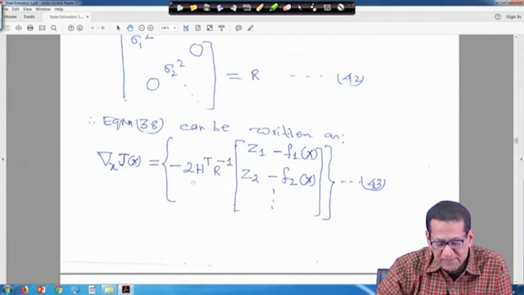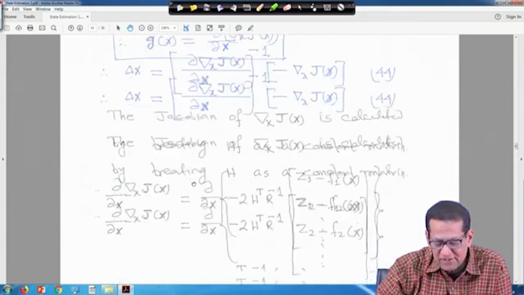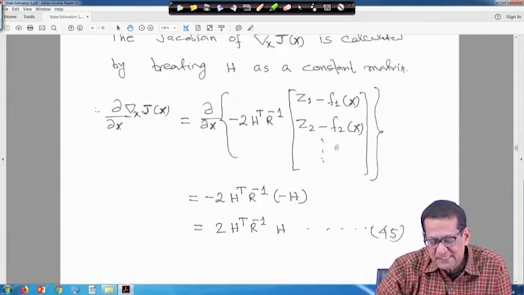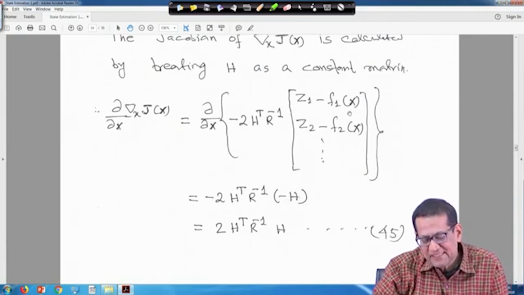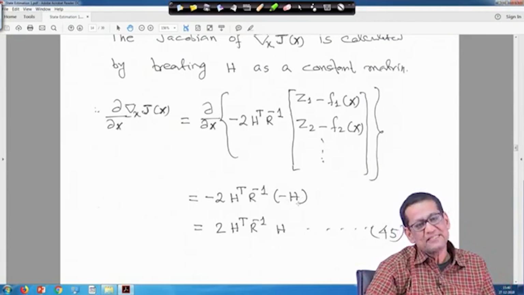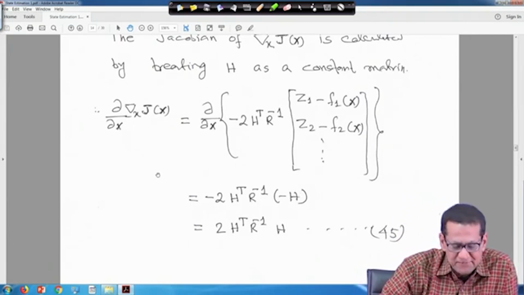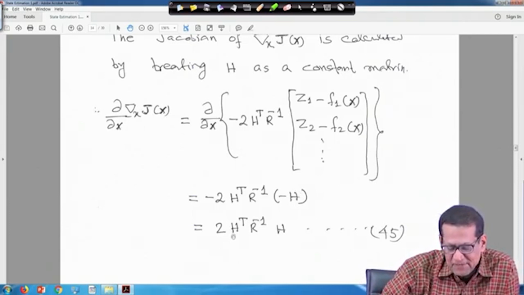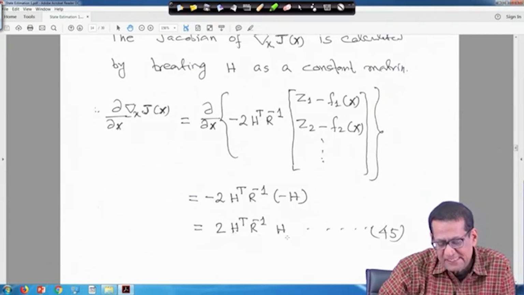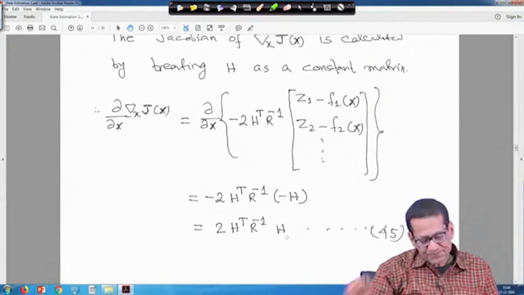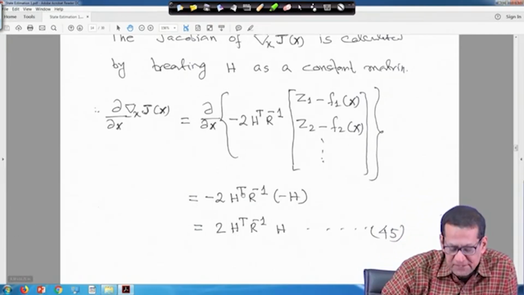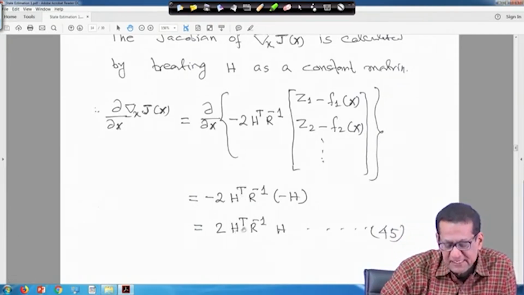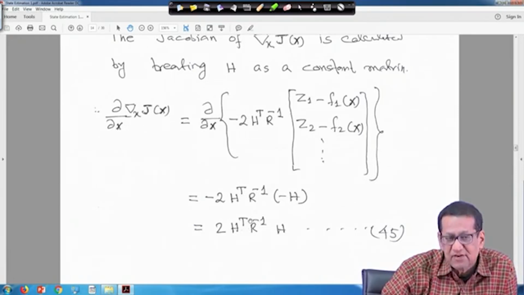So, the minus sign will be there, and in general del f upon del x is nothing but the H, the Jacobian matrix. That means the derivative of this gradient is nothing but 2 H transpose R inverse H, right. This is equation 45. So, after doing this you have got the derivative of the gradient, assuming that the H matrix is a constant one.